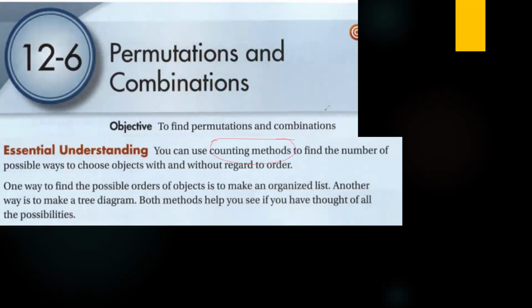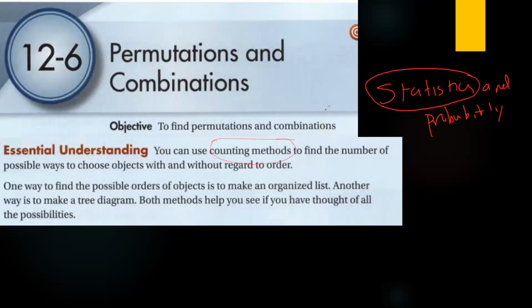They are counting methods. Now, you have to know that in math, this type of math we call statistics and probability. When we talk about box and whisker plots, mean, mode, and range, matrices, frequency and histograms, these are statistics. And here we have something we call counting methods.